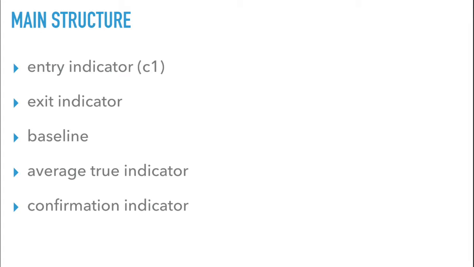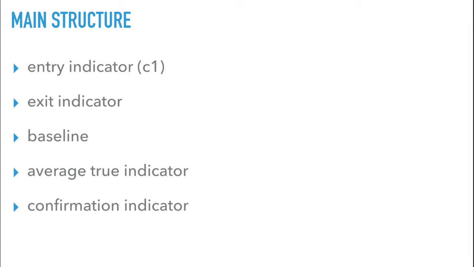So for instance, if price is above moving average 100, we only go long. If it's below, we only go short. Then we have the average true range indicator. It gives us a value of the last 14 candles. I will get to what we are doing with this value later. Then we have the confirmation indicator, which is like an entry indicator that also has to be positive for a bullish signal and bearish for a sell trade.